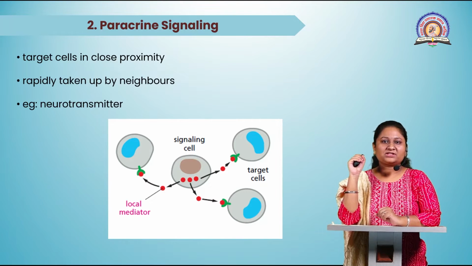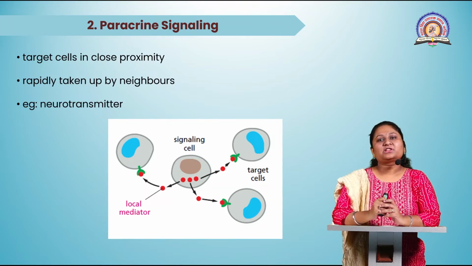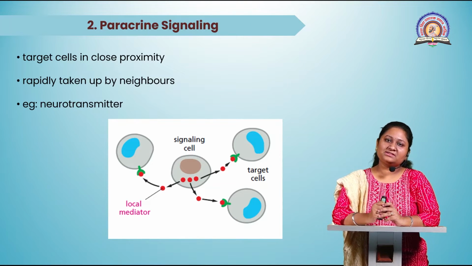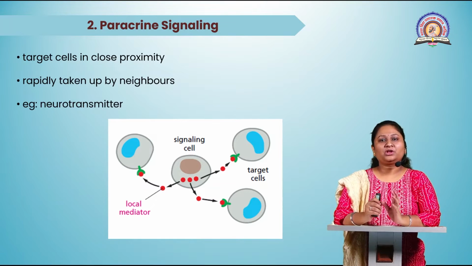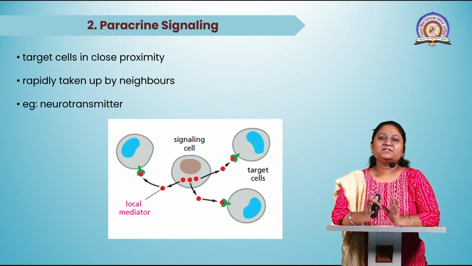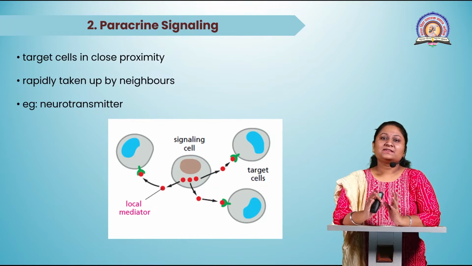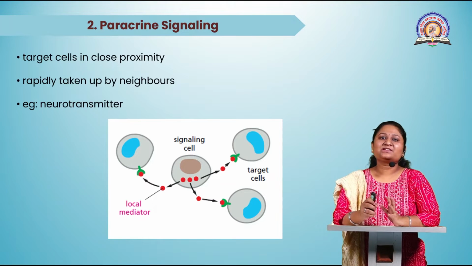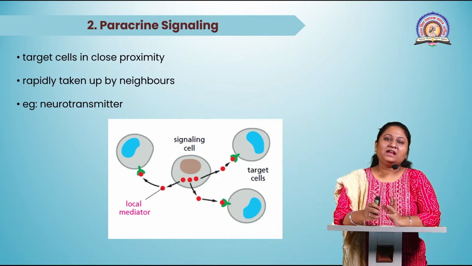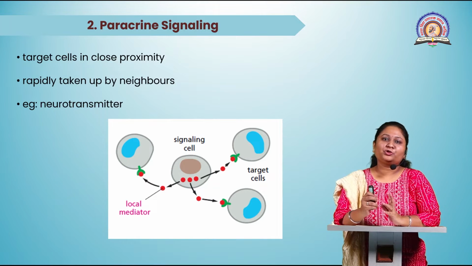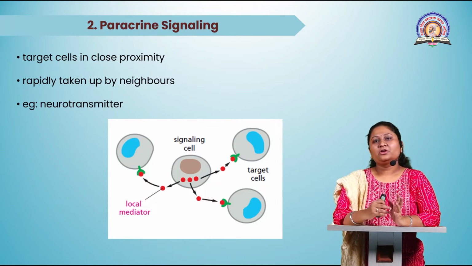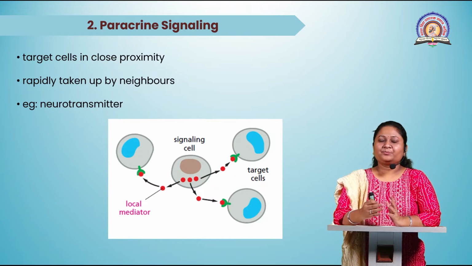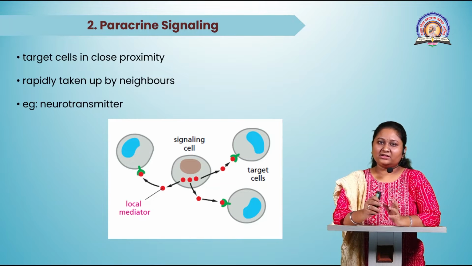Our example is neurotransmitters. The best example of a neurotransmitter which works in our body for nerve impulses is acetylcholine. Acetylcholine is released from one part of the nerve cell into the synaptic cleft, and as soon as it is released, it is taken up by the neighboring cell where the receptor for the neurotransmitter acetylcholine is present, and it finally brings about the nerve impulse or nerve signals. So this is the best example of paracrine signaling, where the signaling molecules rapidly bind to the neighboring cell.